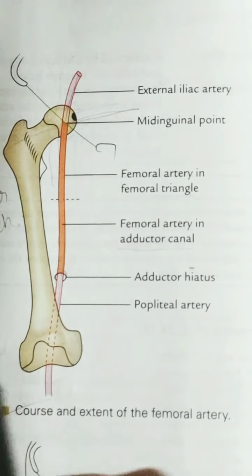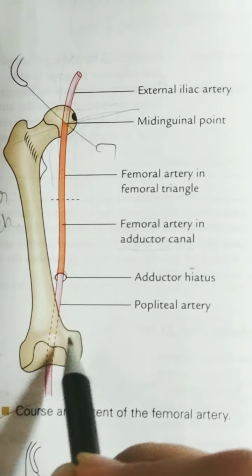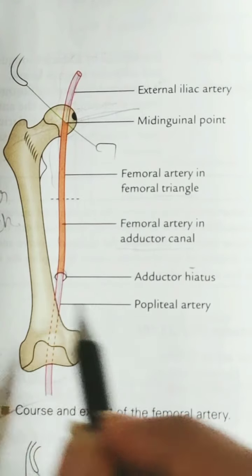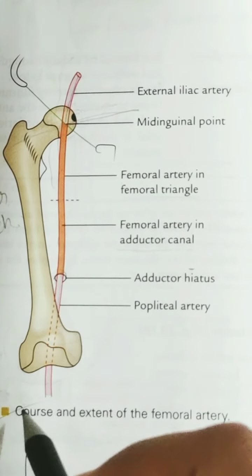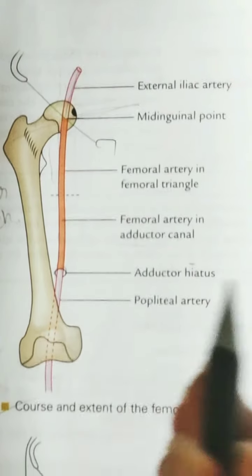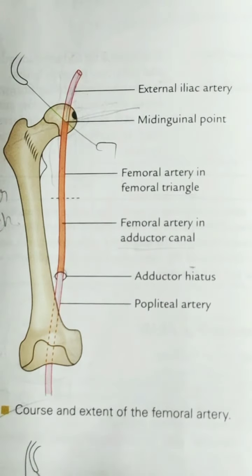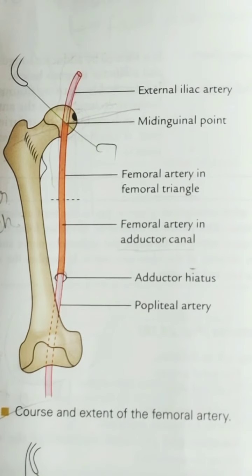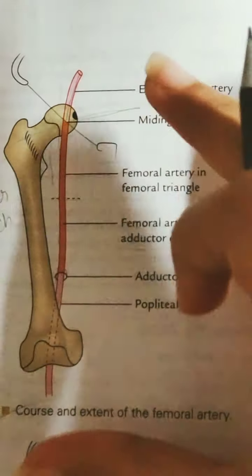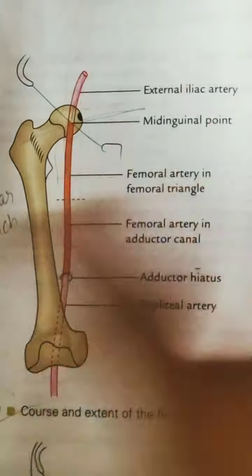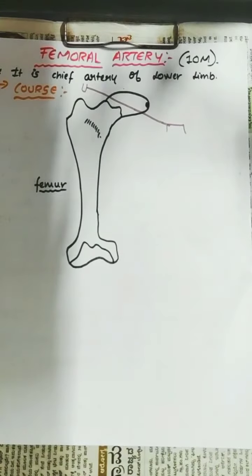Here the popliteal fossa region starts. So it continues as the popliteal artery and enters the region of the popliteal fossa. Remember one point: femoral artery continues as the popliteal artery. We'll draw this diagram in our book.